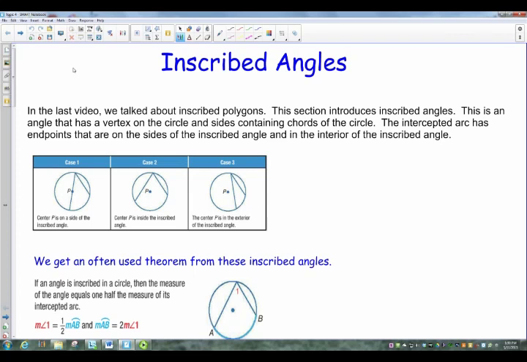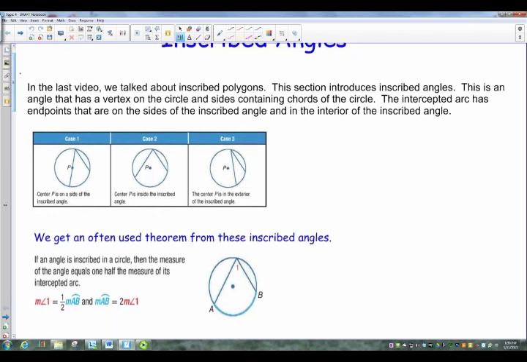So this is an angle that has a vertex on the circle and the sides are chords of the circle. Now the intercepted arc is the arc that has the endpoints that are on the sides of the angle and are inside the angle. Okay, so basically what we've got is a couple cases here that I want you guys looking at. So here's the first case.